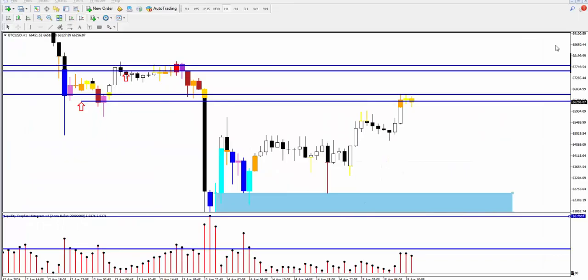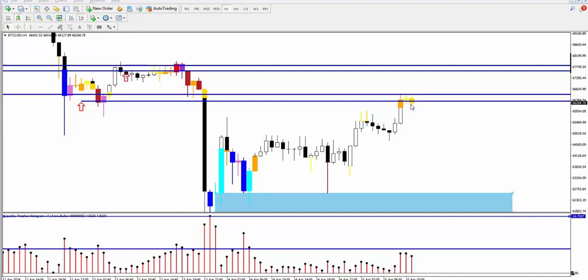So this is where we currently are on Bitcoin, and you can see at this top we had a dark red candle and a purple candle, high liquidity. So you would have looked to have shorted the market there, but at this level you can see we've got an orange, a yellow and an orange. So for me, that's not really a strong enough signal to go short.